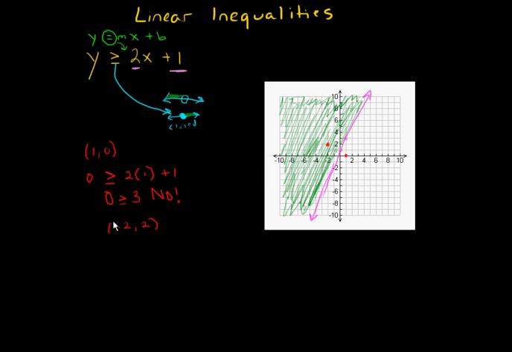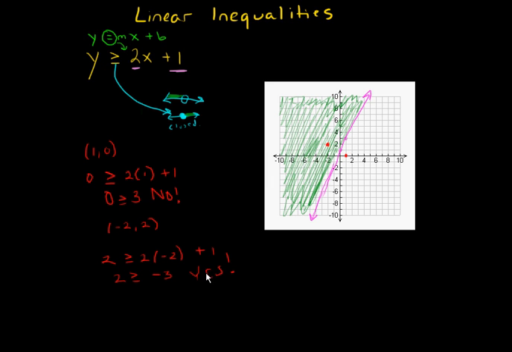All right, so y is 2, greater than or equal to 2 times -2 plus 1. Well, 2 times -2 is -4, plus 1 is -3. So is 2 greater than or equal to -3? Yes, it is. So that means that is a solution.